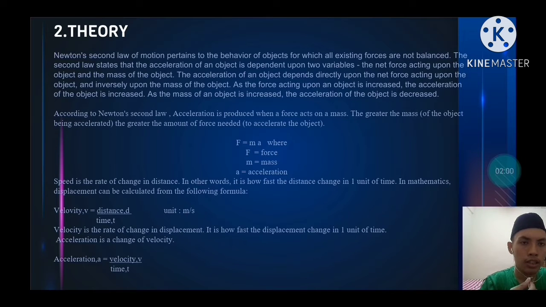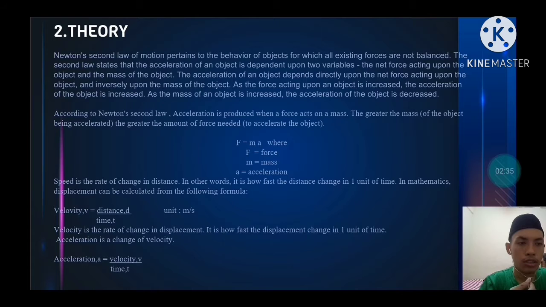As the force acting upon an object is increased, the acceleration of the object is increased. As the mass of the object is increased, the acceleration of the object is decreased. According to Newton's second law, acceleration is produced when a force acts on mass. The greater the mass of the object being accelerated, the greater the amount of force needed to accelerate the object.